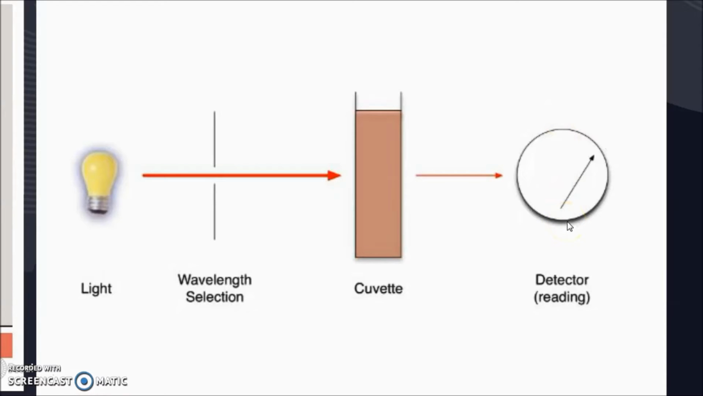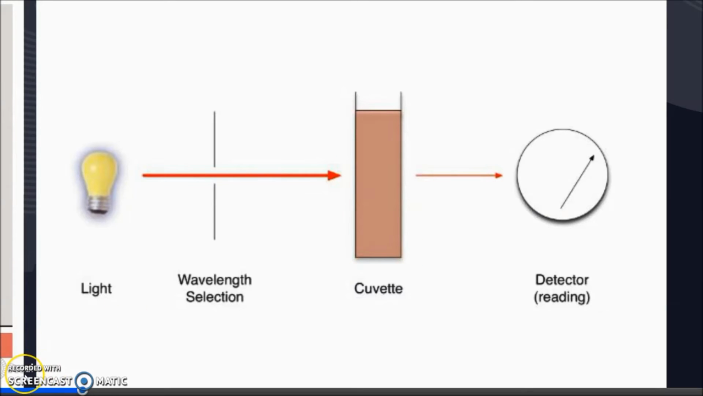Now, the machine will give you a number, and the number is a ratio of incident light divided by red light, all right? And it's an indication of how well the algae is growing. So the more light is being absorbed, we can conclude that the more algae growth we have.